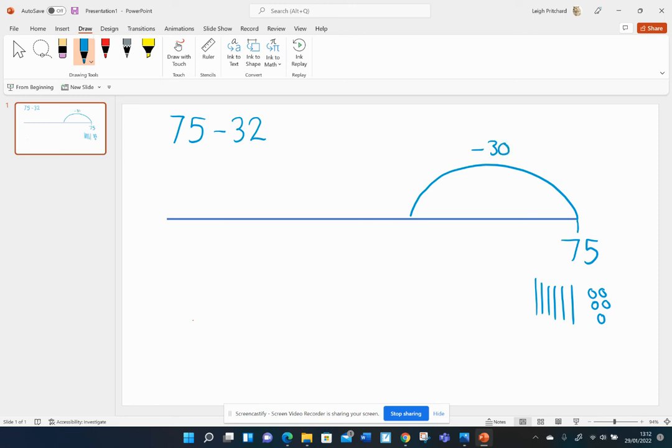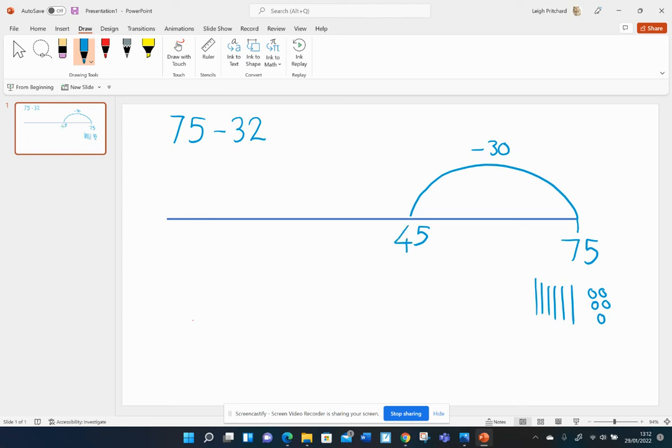Okay, and we know the ones aren't actually going to change in this, because that's the rule when we take away tens. So I know my number should end in a 5. And we're going to do 7 tens take away 3 tens, and 7 take away 3 is 4. So 70 take away 30 is 40. So it would be 45.